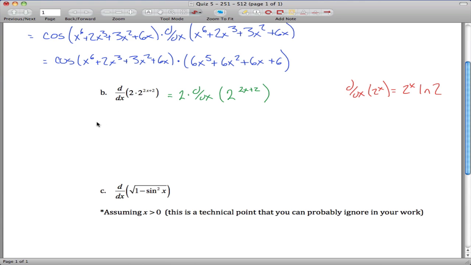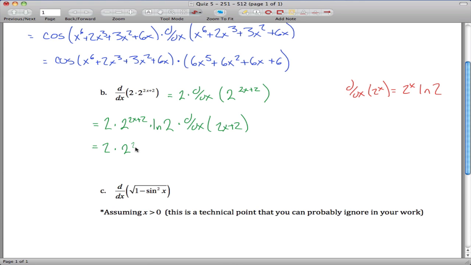So now looking at this problem, I got my 2 out in front that I'll leave alone. I want to take the derivative of 2 to the something. The derivative of 2 to the something will be using this rule over here. Will be this guy, but then you're not done. You still have to multiply that times the derivative of the top part, the inside function, 2x plus 2 in this case.